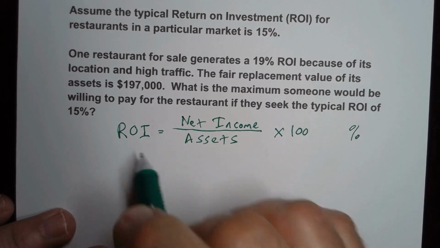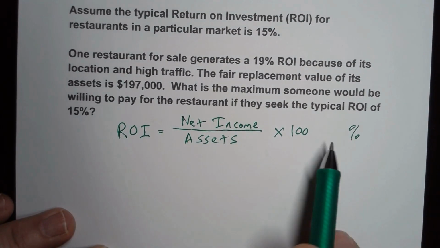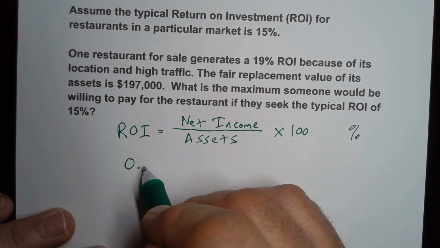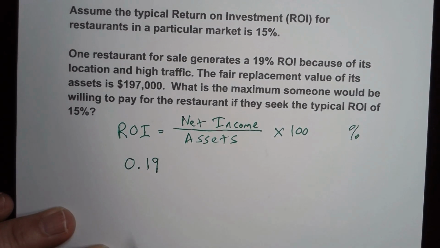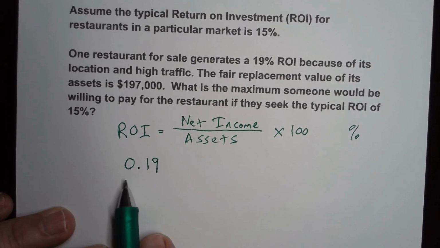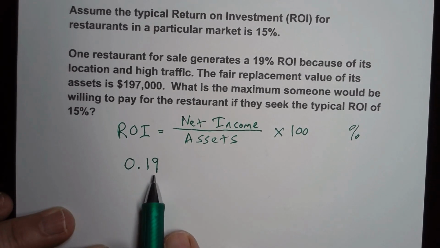Our ROI is 19% for this particular restaurant. I'm going to divide that by the 100 and just go ahead and put it as 0.19. That way we don't have to worry about multiplying by 100 again at the end. So I've gone ahead and divided by the 100 and moved that decimal place over. The 0.19 is the same as 19%.